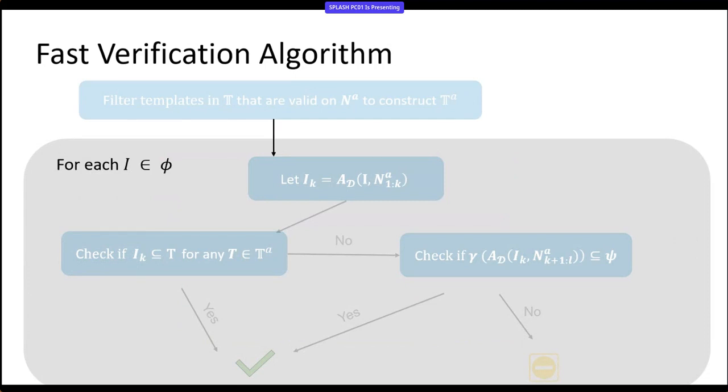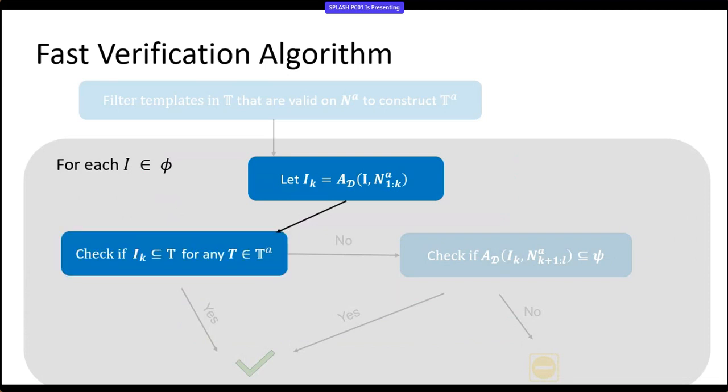Then we iterate over phi, which is the property regions where we are interested in verifying the property. For each I, which is the input region in this phi, we propagate them through the first k layers of the network using the verifier. If this ik, which is at the kth layer, is contained within any of the templates t, then we can just say that the property holds, and we can stop our verification at this point.